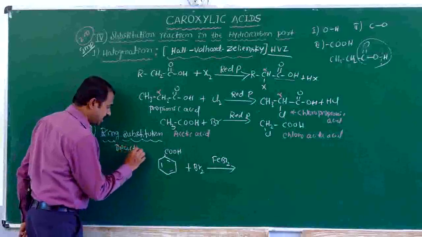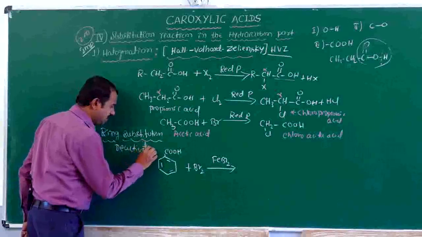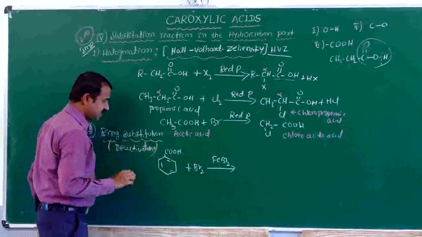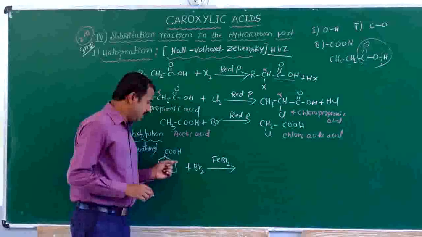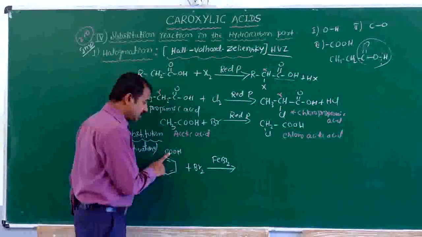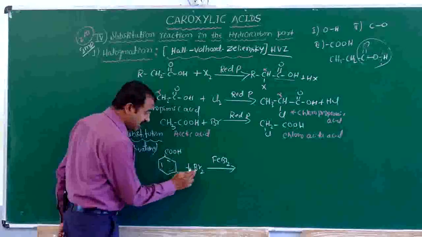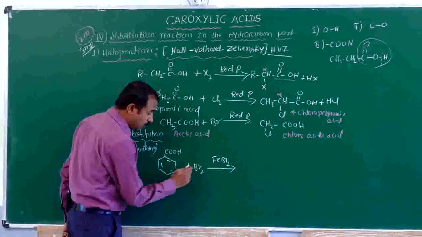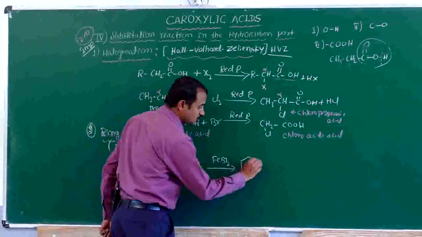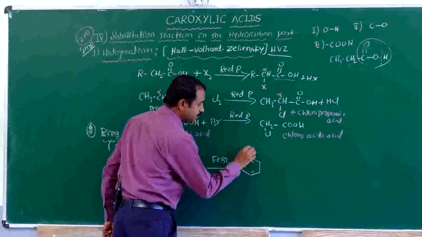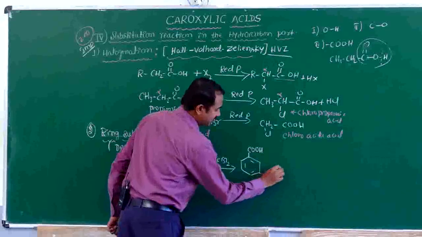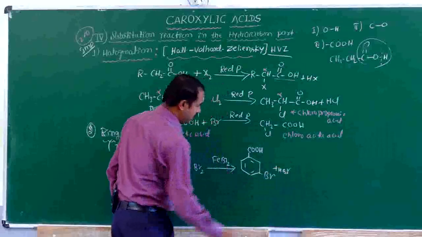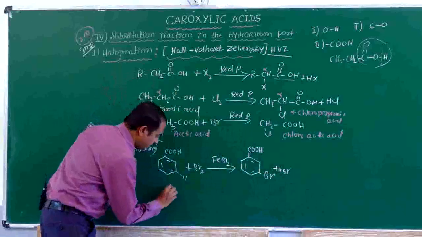A deactivating group means meta orientation. In the electrophilic substitution reaction, HBr is liberated and bromo is attached at the meta position, which is called meta-bromo-benzoic acid. This is one of the important reactions.